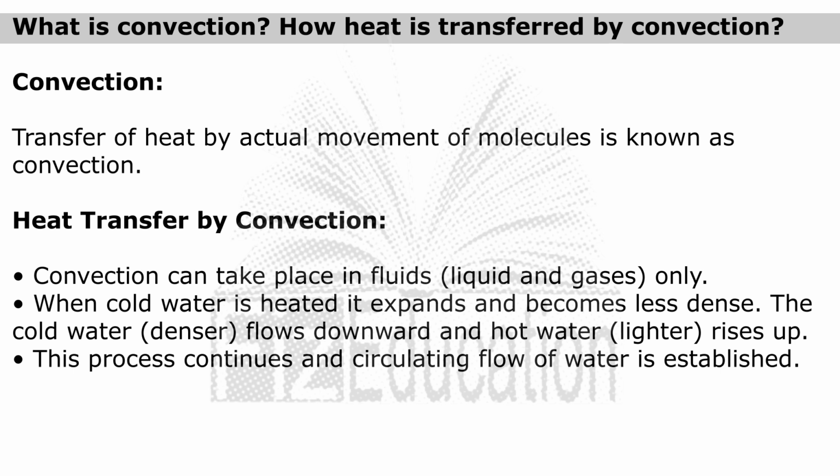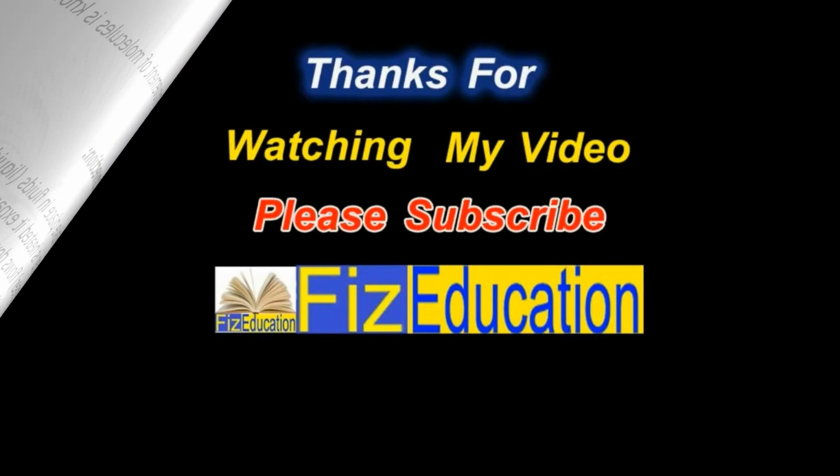When cold water is heated, it expands and becomes less dense. The cold water, being denser, flows downward and hot water, being lighter, rises up. This process continues and a circulating flow of water is established.